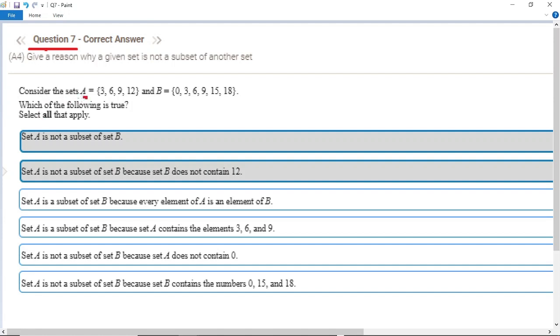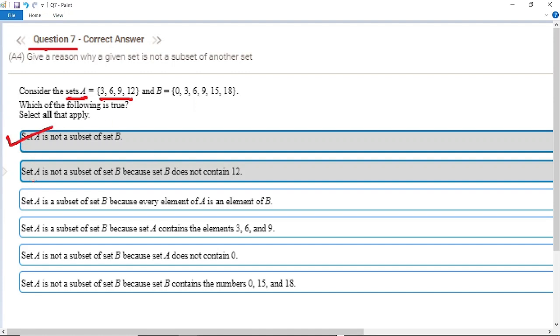Consider the sets A having some numbers 3, 6, 9, 12 and B 0, 3, 6, 9, 15, 18. Which of the following is true? Select all that apply. Okay, let's hear the first answer. Set A is not a subset of set B. That means the numbers of A are not included in B. So let's see. 3 is included, 6 is there, 9 is there, 12 is not there. That means, of course, set A is not a subset of B.